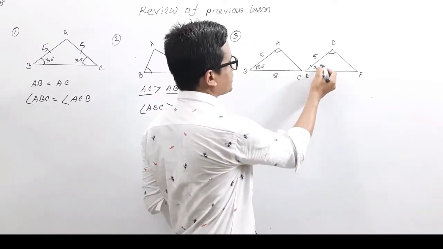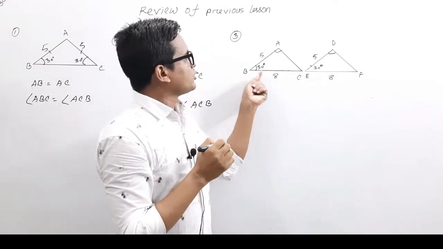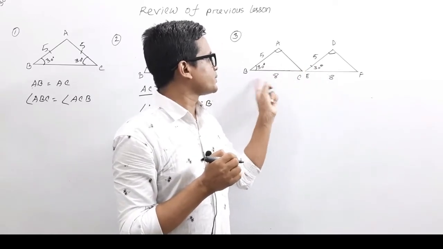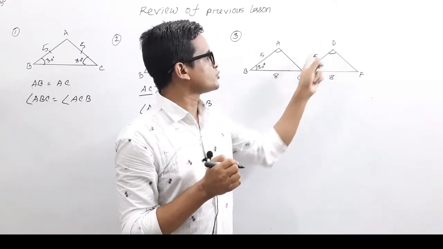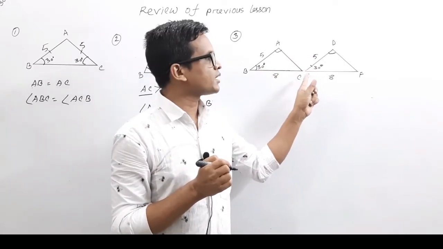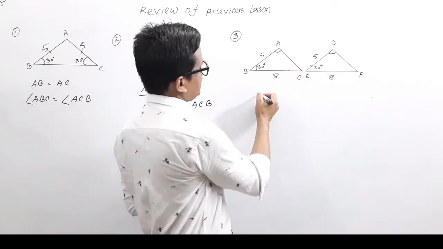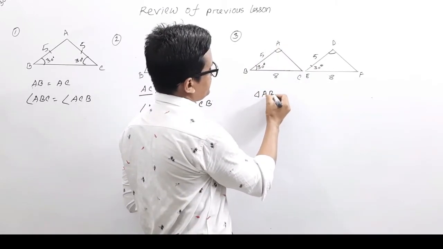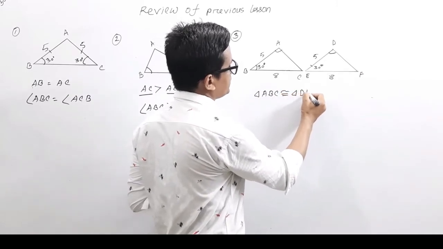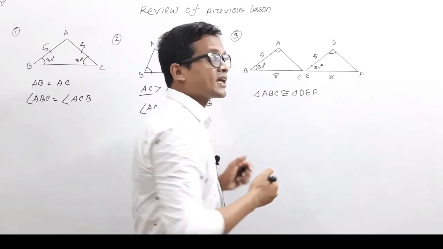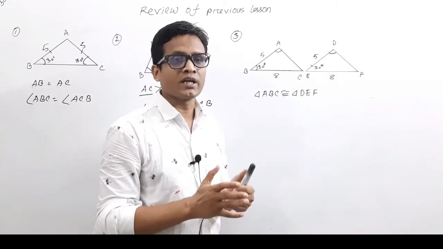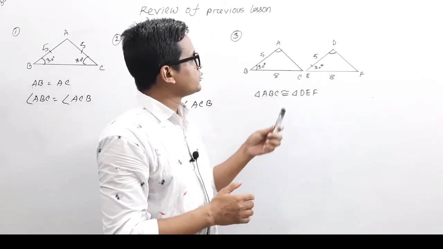If this one is 30 degree, students, this side and this side are equal, and this side is equal, that means BC is equal to EF, AB is equal to DE, and included angle B is equal to angle A. At that time we can tell triangle ABC is congruent to triangle DEF. When these two triangles are congruent, we can tell corresponding sides and corresponding angles are equal, and this is a theorem.